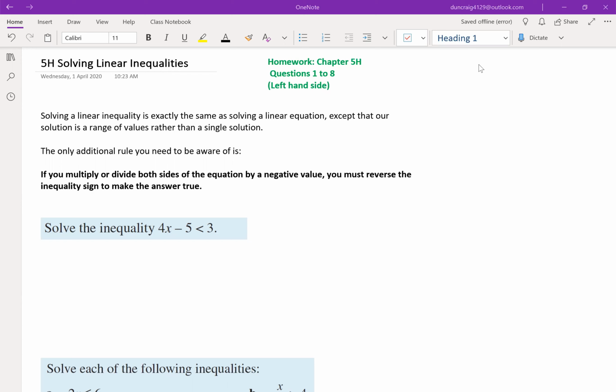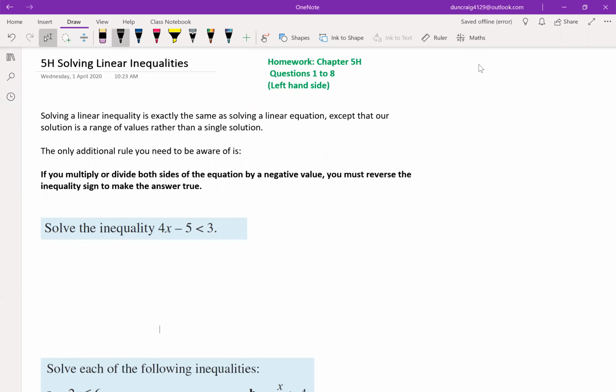Final video in the series for chapter 5, and that's solving linear inequalities. So we've had a look at solving linear equations, introduced you to inequalities in the previous video, and so today we're basically combining the two and we're going to be solving linear inequalities. And it's exactly the same as solving a linear equation, except that our solution is a range of values rather than a single solution.